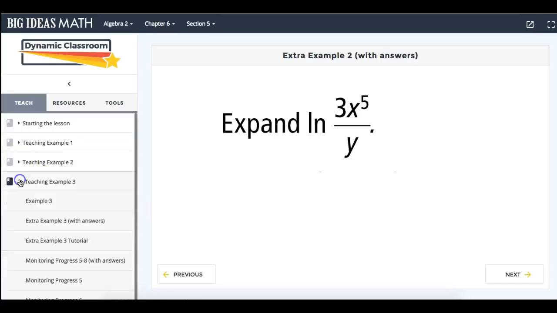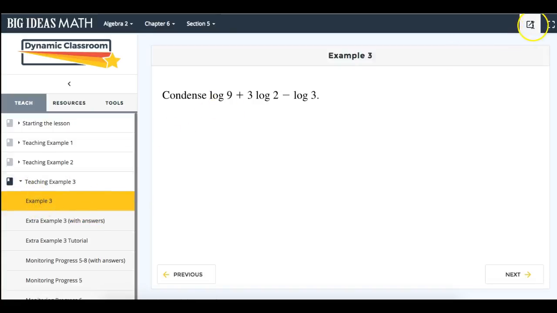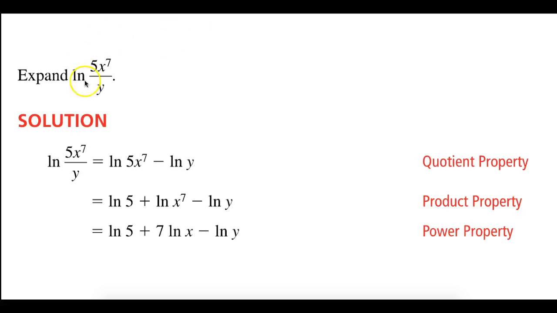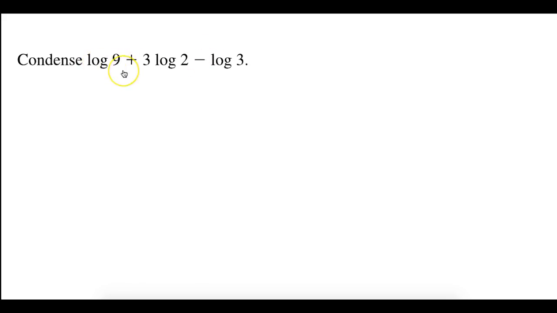Okay, for the next example, we are going to look at how to condense a problem. So this is basically the same thing we did last time. We're using the same properties, except this time we're going to be moving backwards. So instead of starting with a condensed problem like in the previous example and then expanding it out to the final answer, we are going to start with the final expanded version and then simplify it. So we just need to work backwards on this.